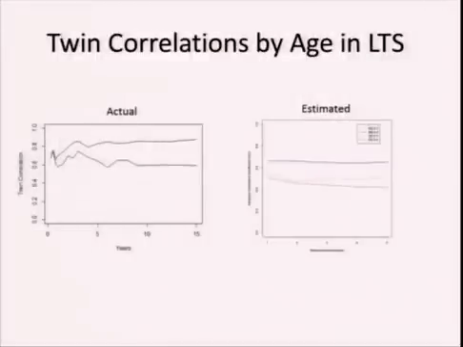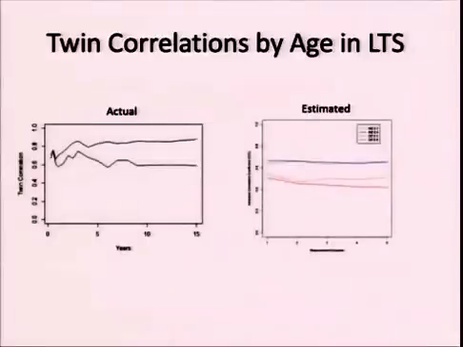So how do the twin correlations in the Louisville twin study fit with the predictions of our model? Well, the answer is off the bat that they don't. On the left are the MZ and DZ twin correlations from the Louisville twin study, MZ on top, DZ on bottom, it's not labeled. On the right is the slide you've already seen with the predictions from the model. And what you see is that in the actual data, the identical twins get more similar over time as the fraternal twins get less similar.